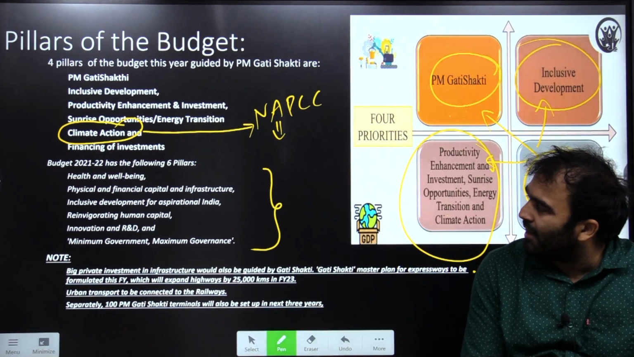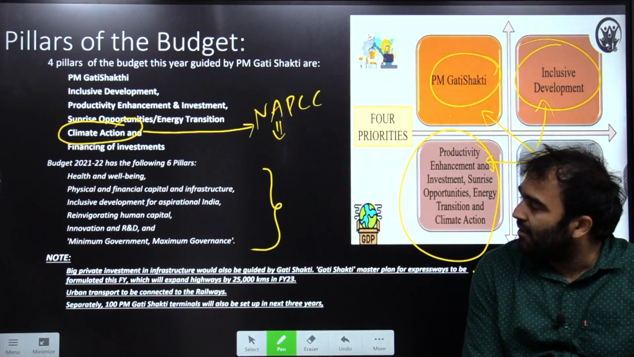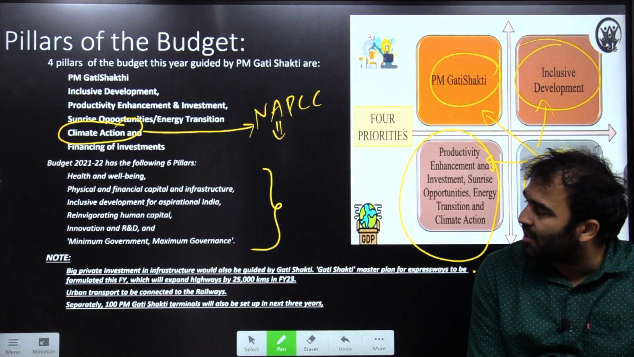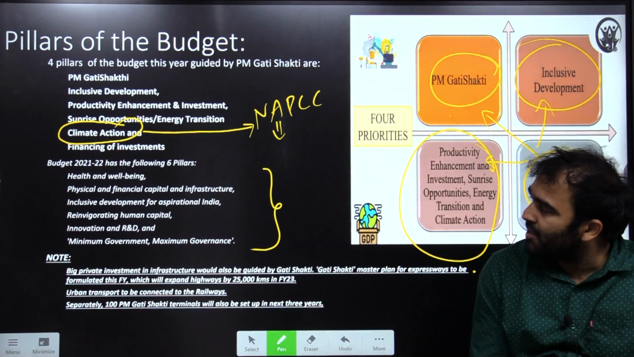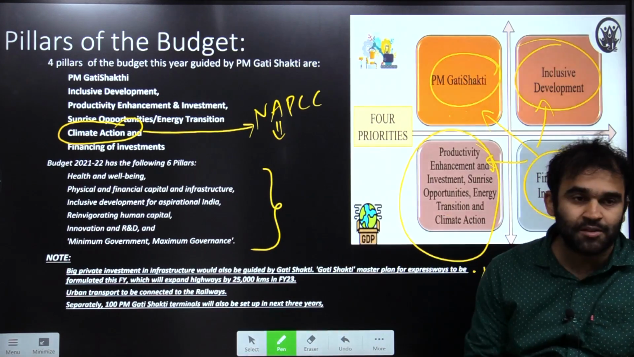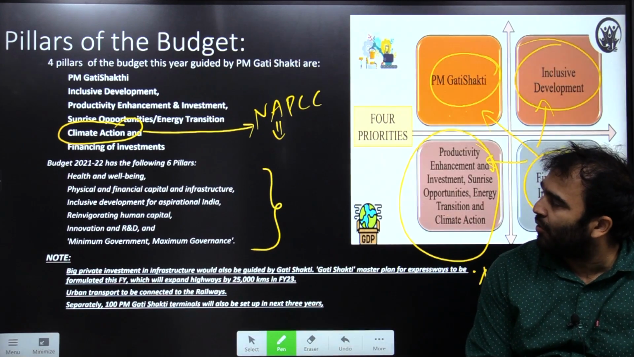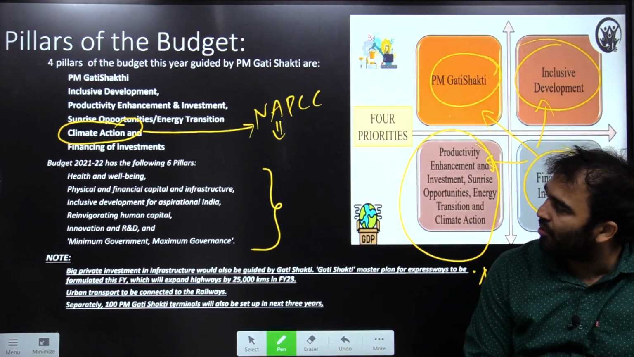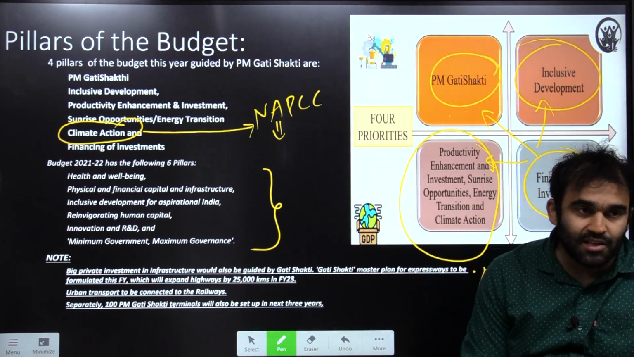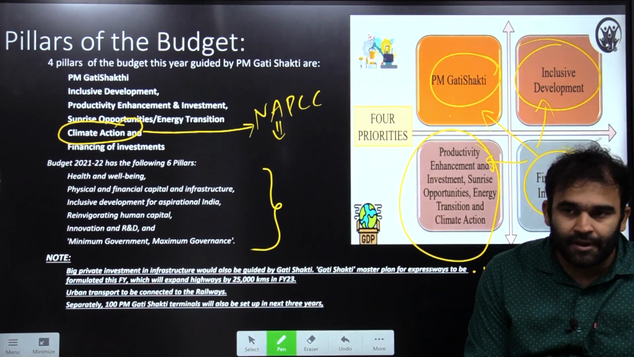Health and well-being, physical and financial capital and infrastructure, inclusive development for aspirational India, reinvigorating human capital, innovation and R&D, minimum government and maximum governance. So innovation and R&D, they will go under productivity enhancement and investment. Reinvigorating human capital, again that will go into your inclusive development. Inclusive development itself, we have again continued that. Physical and financial capital and infrastructure, that goes onto your PM Gati Shakti, infrastructure creation. So more or less it's the same thing that we have continued.